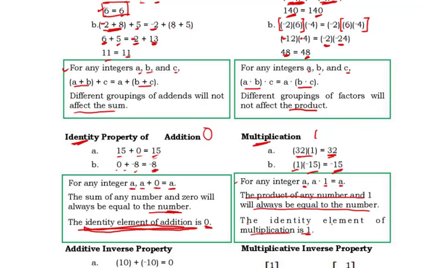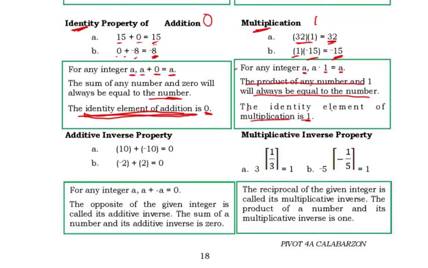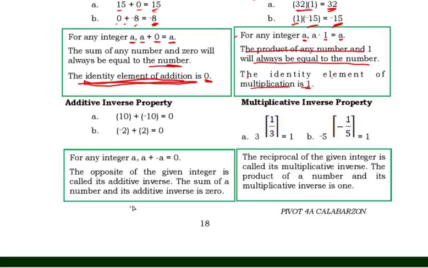The next is additive inverse. Additive inverse. Ano po? Ito naman po yung kabaliktaran. Meron po tayong additive inverse in addition at meron din po tayong multiplicative inverse naman sa multiplication. For any integer a plus negative a is 0, or positive a plus negative a is equal to 0. The opposite of the given integer is called its additive inverse.